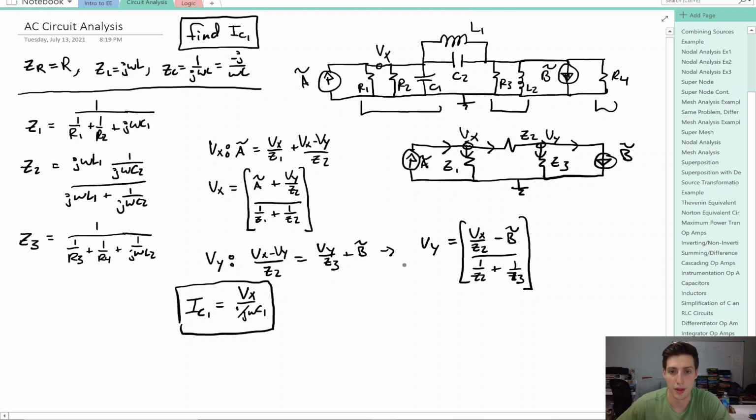Now, this method seems very easy, but again, we do have all these complex numbers for Z1, Z2, and Z3. So the math does get a little bit messy, but it always gives you the exact result.